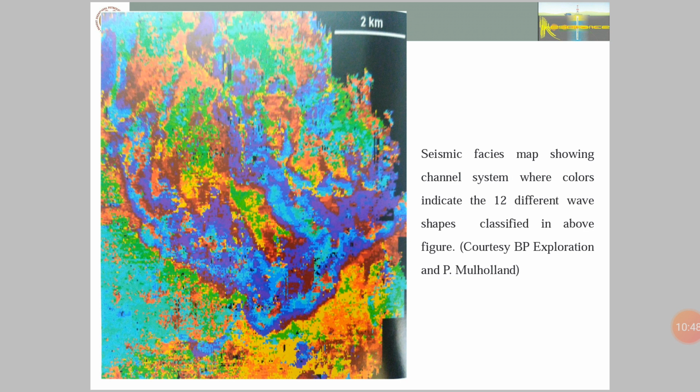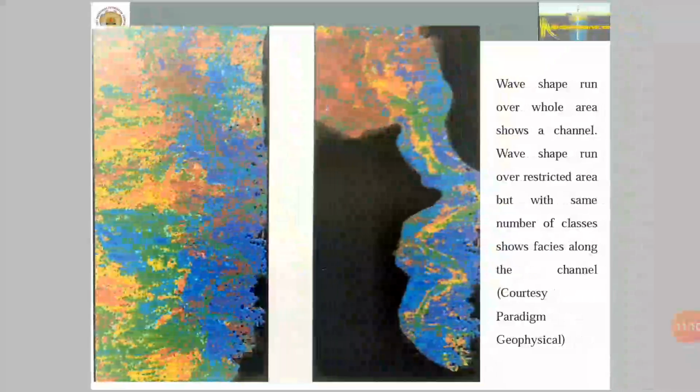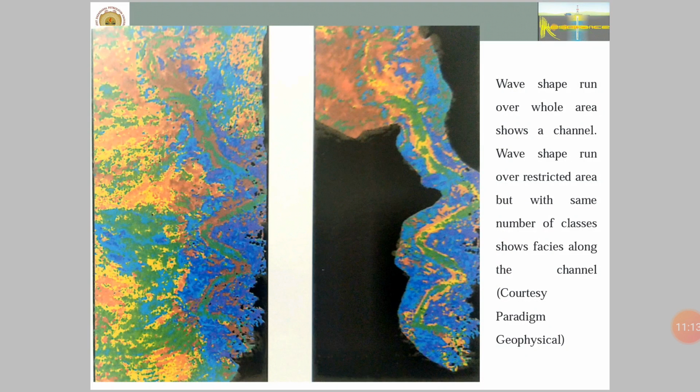In the next slide, we can see a seismic phases map showing channel system where colors indicate the 12 different wave shapes which we have talked about in the previous slide. The classification gives us the shape run over restricted area but with same number of classes shows phases along the channel. And as I go to my next slide, we can talk about wave shape run over whole area which shows a channel.